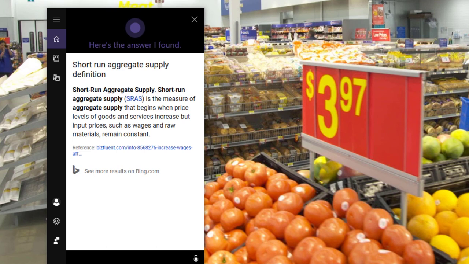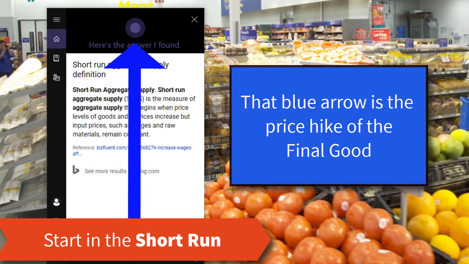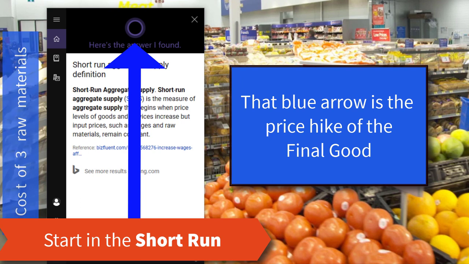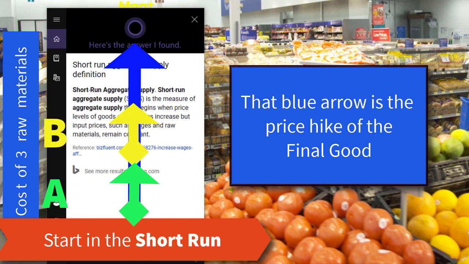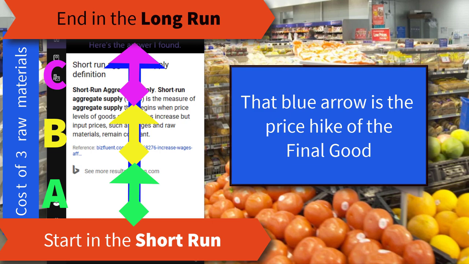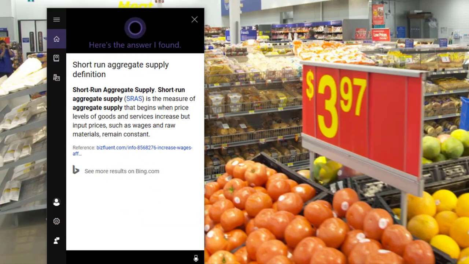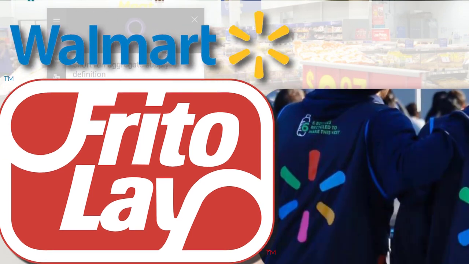She said that you were in the short run aggregate supply until the precise moment when your final resource cost rises to the proportional hike that you have put on your final good or service produced for the economy at large. When that happens, you are then in the long run. And we saw that's precisely what happened in this scenario between Frito-Lay, Walmart, and their employees.